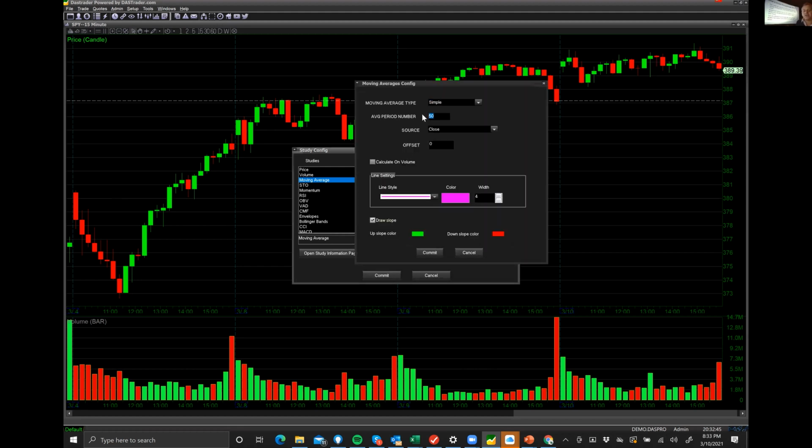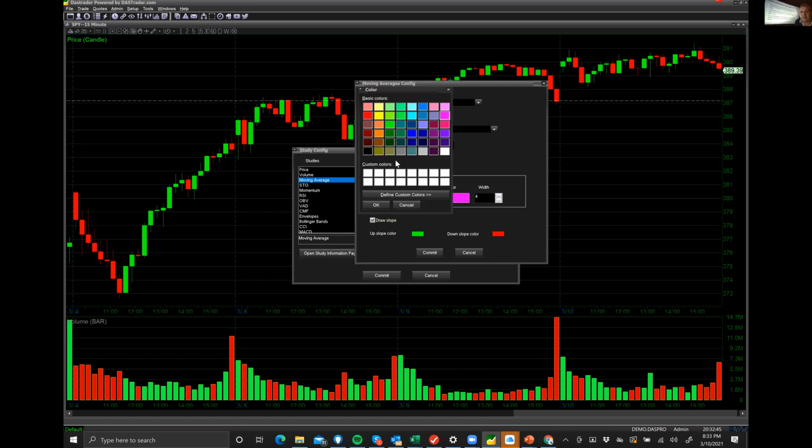Now I'm going to configure this one to be 10. Now I want you to understand that in technical analysis, we always like to look at moving averages across time frames. We like to look at things through 3 lenses: short term, intermediate term, long term. So the first one is going to be my 10 period moving average, and I'm going to set it to yellow.